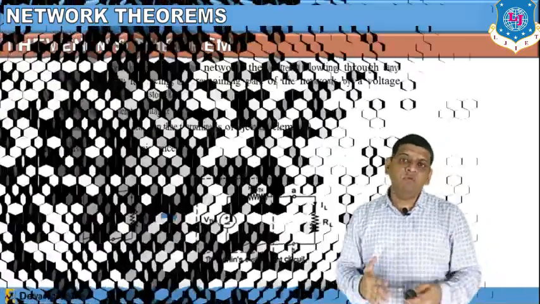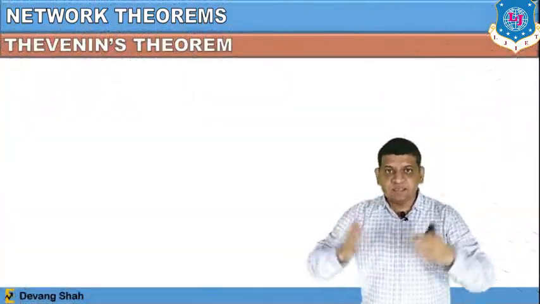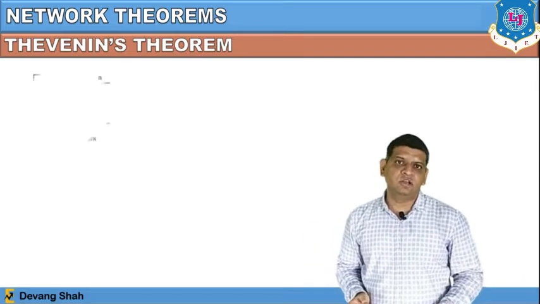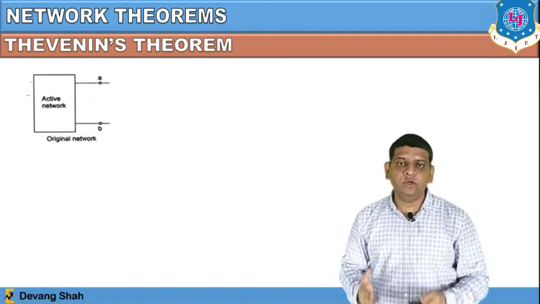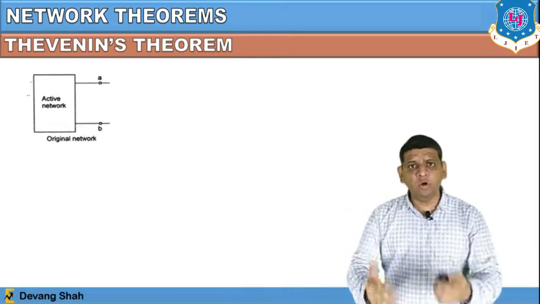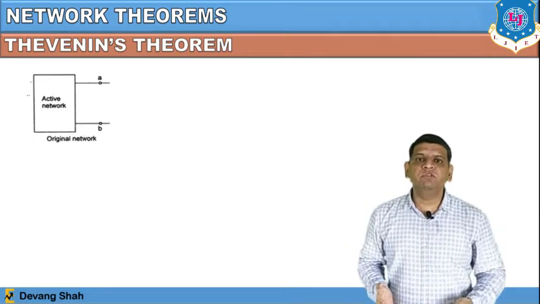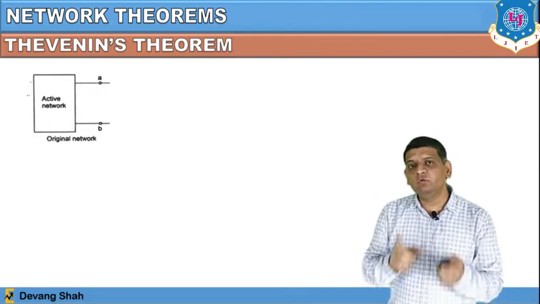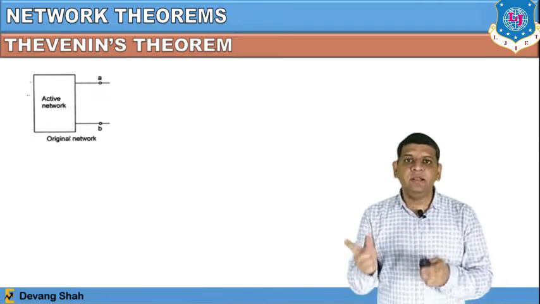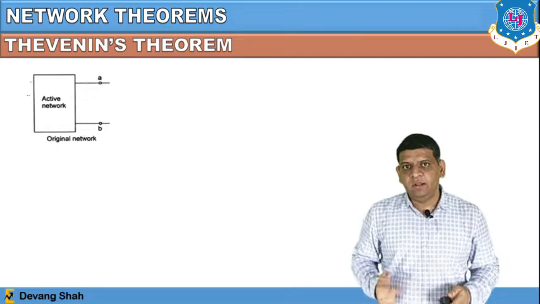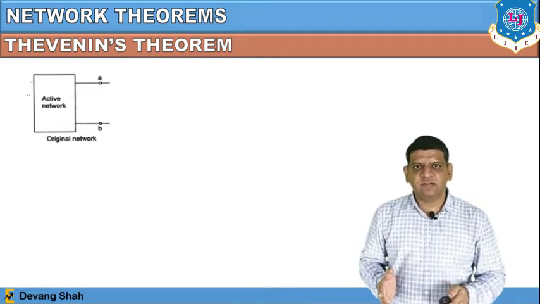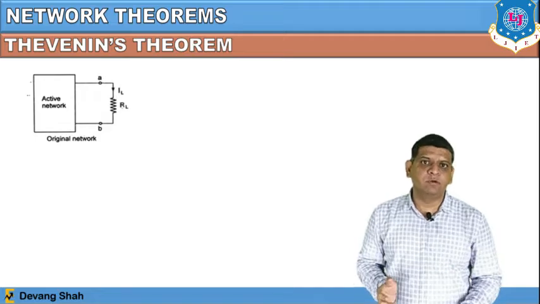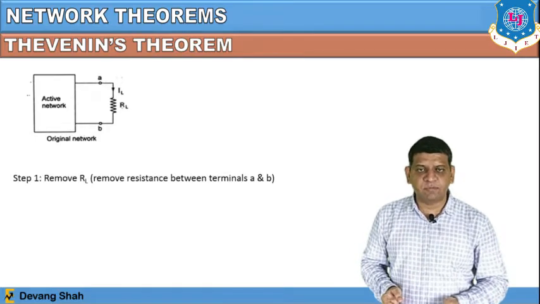Now how can we solve or analyze any circuit using these theorems? For that you need to learn and apply some important steps. So there are four steps. Step number one is that you have to remove RL from terminals A and B. That is called the load resistor, right? So ultimately you have to remove the resistance between terminals A and B. That is your step number one. So you can see here, this is your step number one.